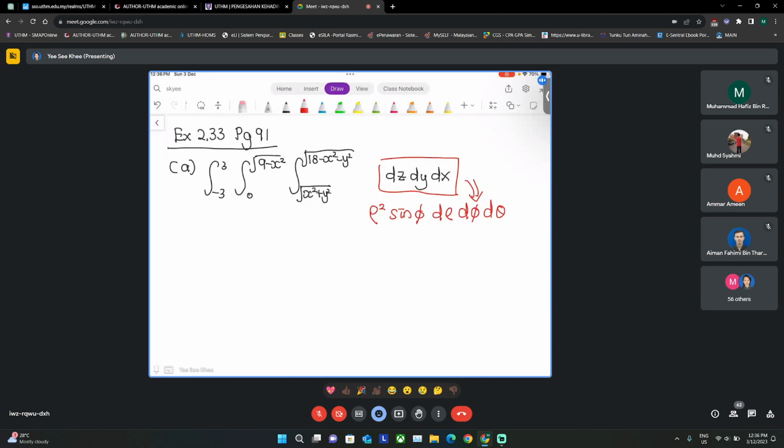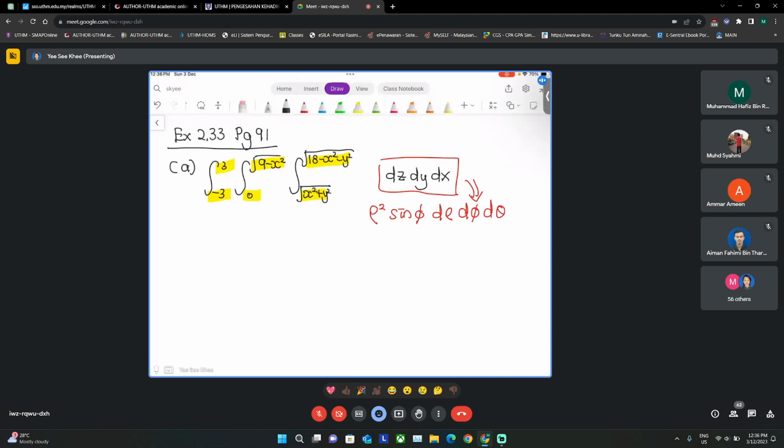You need to draw the structures. You need to draw the 3D structures based on the intervals given here. So these are your intervals given. You have to draw these 3D structures and define your new d rho, d phi, and d theta. Okay, let's do it.